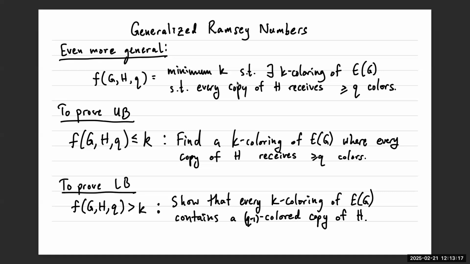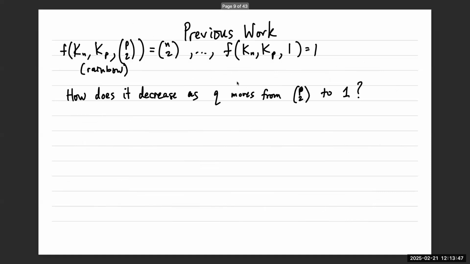And to show a lower bound, you have to prove something happens for every coloring, okay? So to prove that this thing is bigger than k, you have to show that every k coloring of the edges of G contains a (Q-1)-colored copy of H. So when Q is 2, that's like a monochromatic copy of H. Okay, good. So remember, we inverted the roles of k and n, so now your goals are different for upper and lower bounds. Okay. So now here's the previous work.